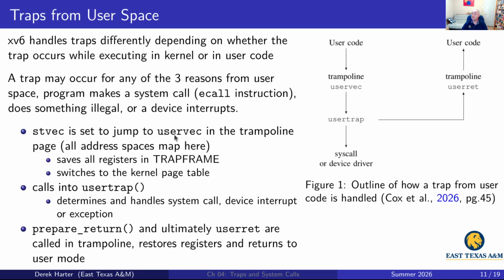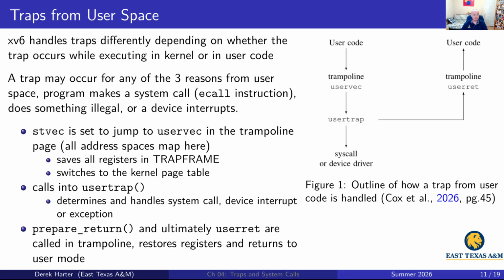For XV6, stvec is going to be set to the address of uservec, which is actually in the trampoline page. This is in the trampoline.S RISC-V assembly code in the kernel module, which we'll look at in a second. Basically that trampoline page saves all the registers into the trap frame.